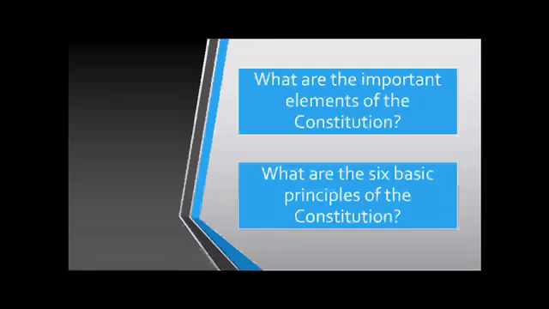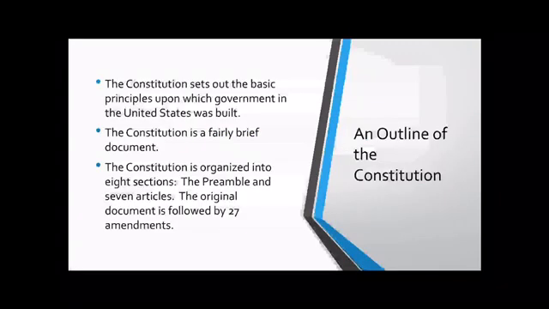And again, we're going to focus on these 6 basic principles and ideas that we will explore more that show up in the Constitution. The Constitution sets out the basic principles in which our government is built. The Constitution is a fairly brief document. It is organized into 8 sections, the preamble and 7 articles. It's also followed up by 27 amendments, and we will look at the process later on how amendments are added to our Constitution.